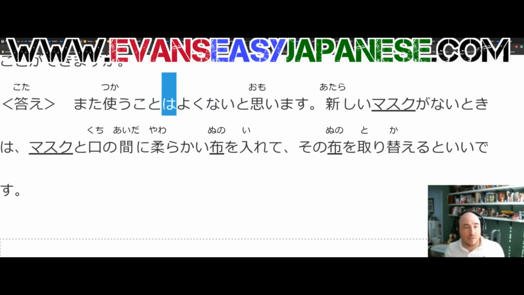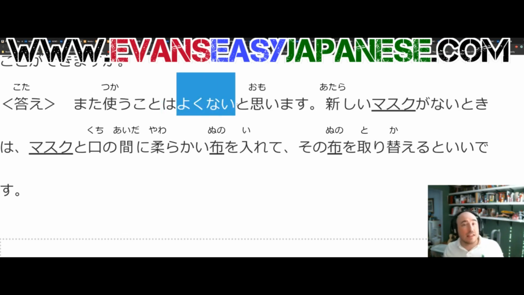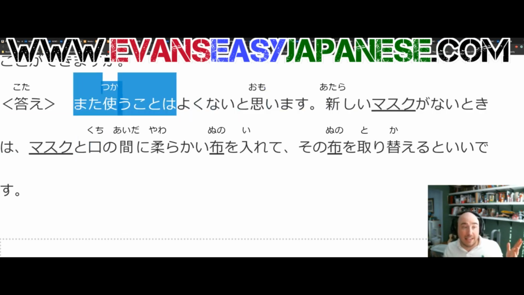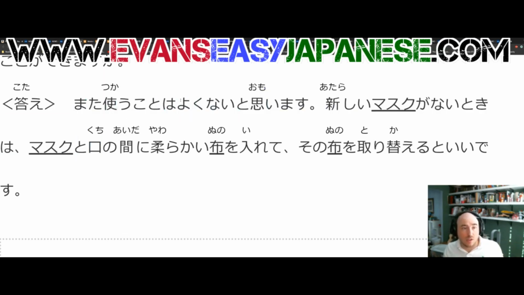What is not good? We're using this は to show a subject marking, or at least a comparison. At least this isn't good. Many things might be good, but at least this is not good. That's what the は particle is doing. We use it frequently with negatives.